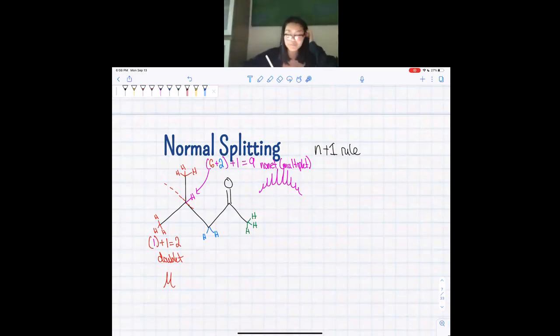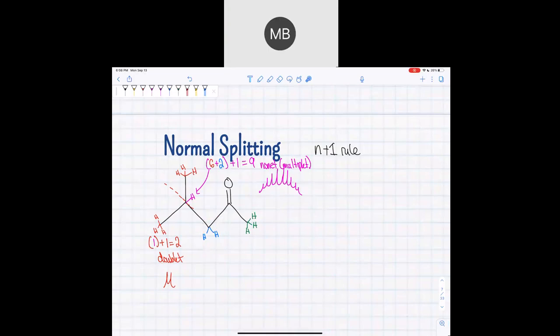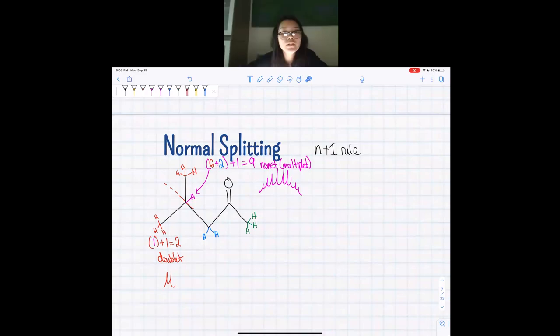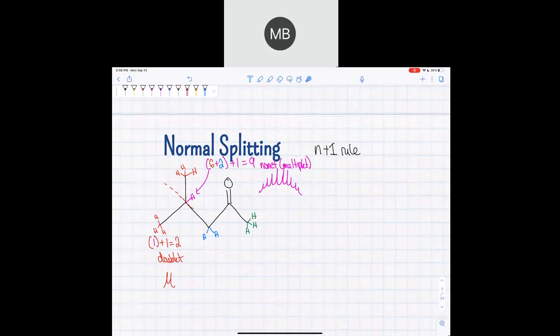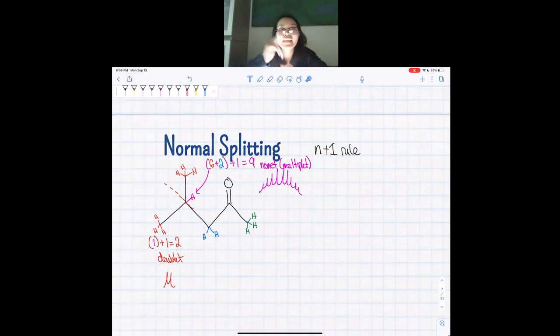Okay. What about our blue hydrogens over here? Did somebody have a question? Why is it a nonet and not a septet since it has six neighbors? It has eight neighbors, right? Because it's getting two from the blue hydrogens over here, and then six from the red ones. Great question. All right, so now the blue hydrogens here, how many hydrogen neighbors do they have?